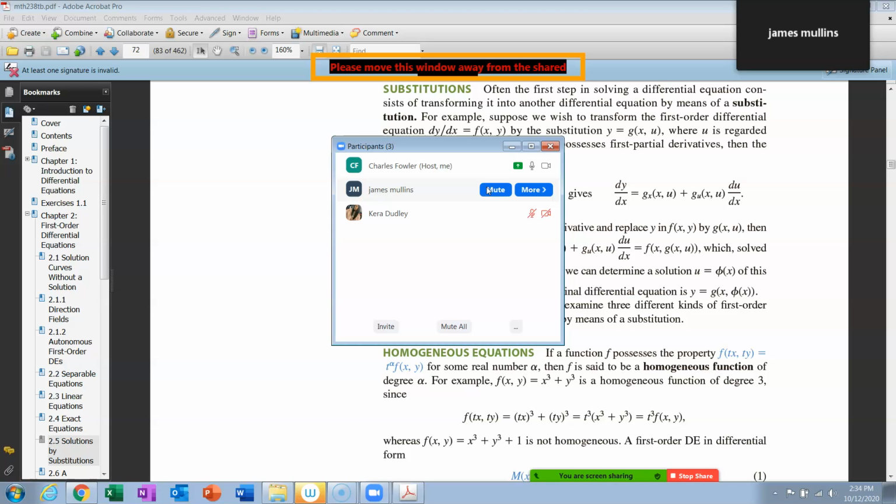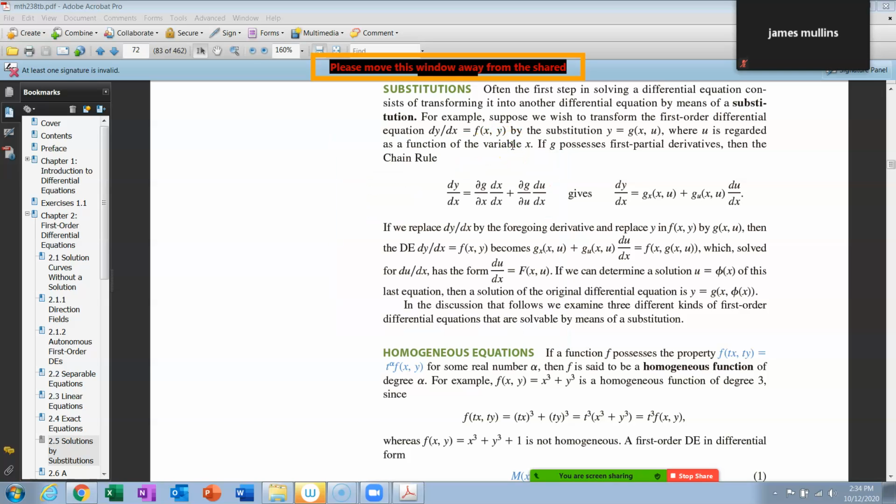Okay, so I think what I'll do is go back to minimize. Okay, James, we're on Chapter 2, First Order Differential Equations, Section 2.5, Solutions by Substitutions. And we had just started this last time. I'm doing a little bit of review of it right now. Did you have any questions, issues, or concerns before we get going on this? No, sir. Okay. So here's what we're talking about.